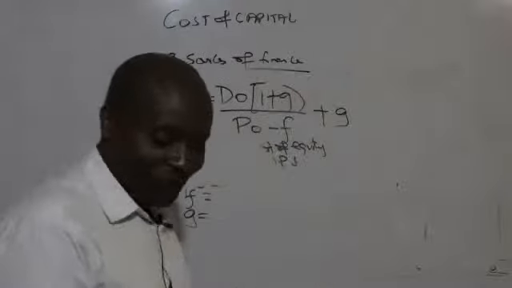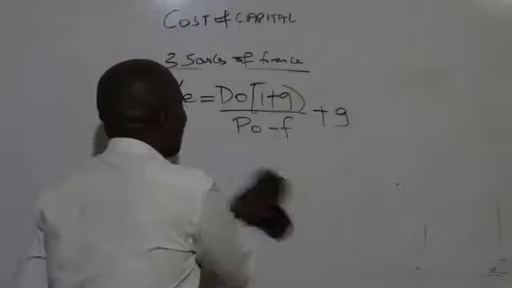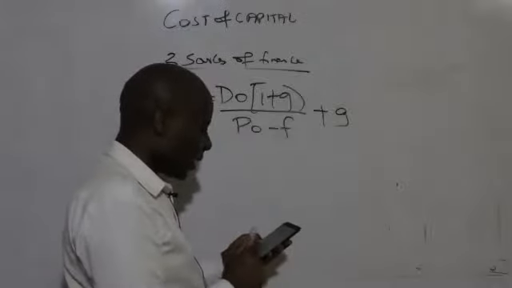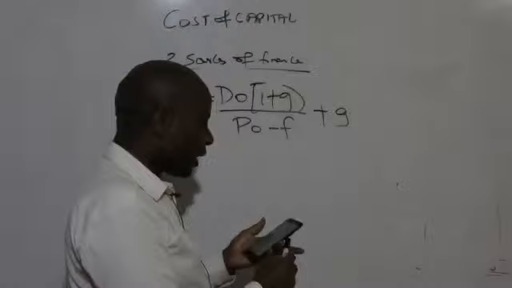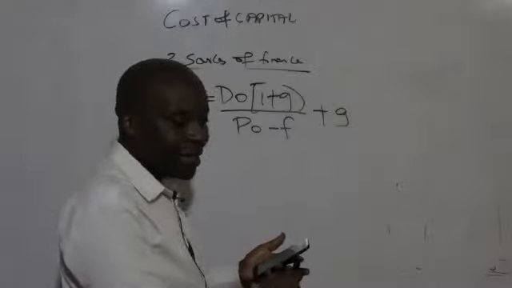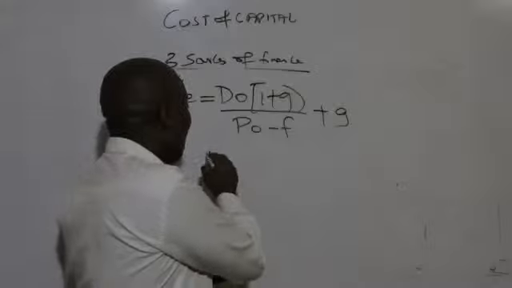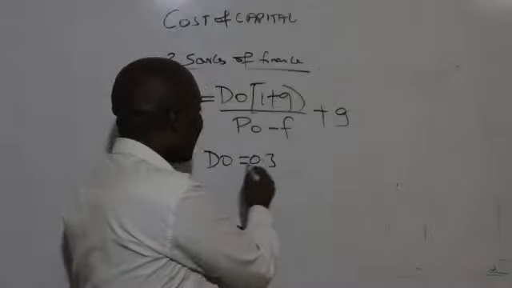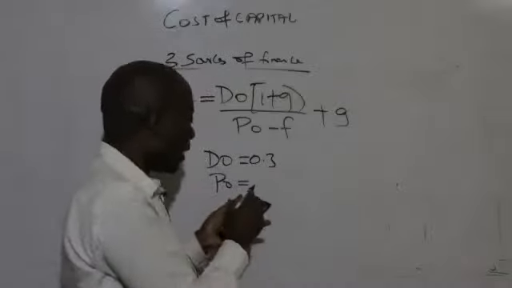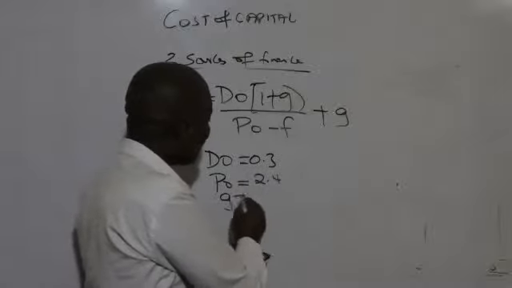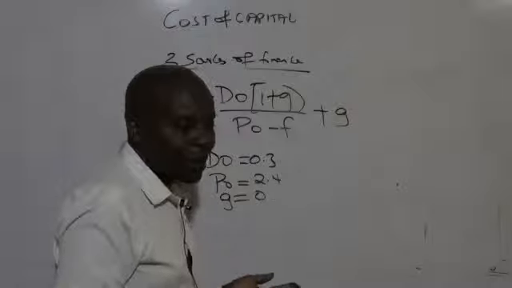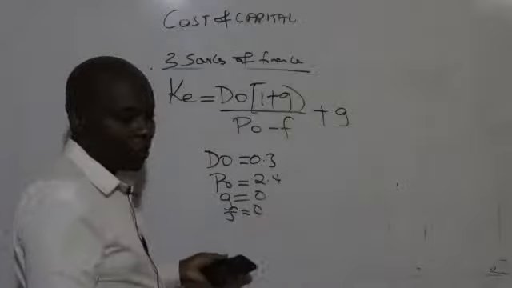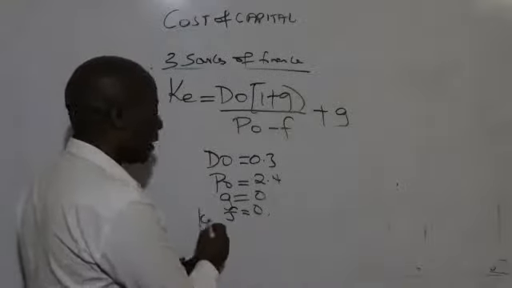So here we are, ladies and gentlemen. We are told here the D0. D0 means dividend already paid. They are telling us, ladies and gentlemen, a constant dividend of shilling 0.3 per share has just been paid. So D0 is 0.3 here. And the current market price per share is 2.4. They have not mentioned anything to do with growth rate, and nothing to do with flotation cost. Flotation cost is 0. So they want us to give them the cost of what here?